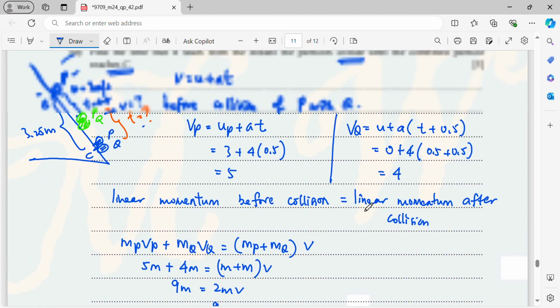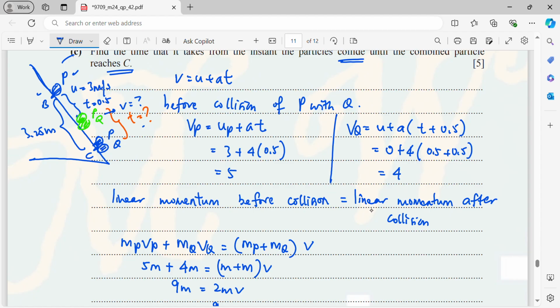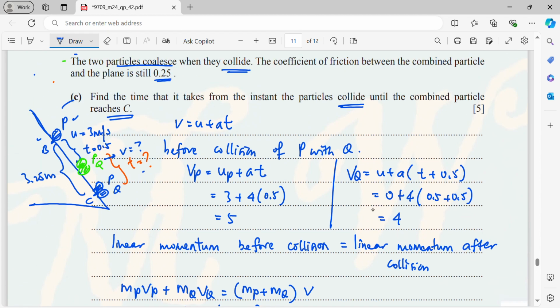Now, I need to find the time from collide, starting when they combine together until reaches C. So it means that I need to find out actually before they combine, right? What is the distance that P has traveled from the B? So what is the S over here? Because I know that this is 3.25. So once I found the S from P until they collide together, then I can know what is the S for the remaining distance.